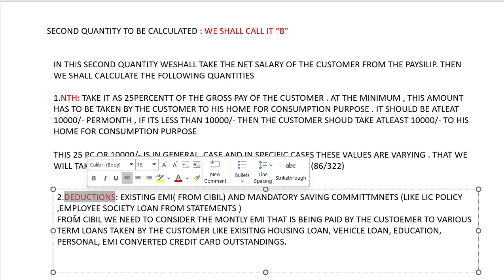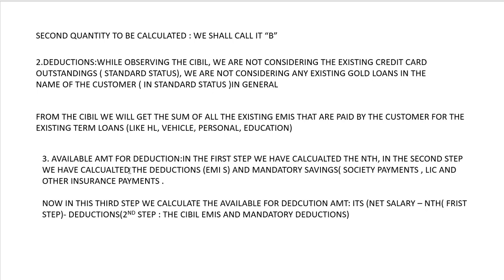So now we have understood what NTH or net take home is, which is 10,000, and we have also understood the deductions which are calculated from his CIBIL and from his salary account statement. The other thing we will consider is this: we add these deductions, observed from the CIBIL and the salary account statement, and the NTH, that is 10,000. We will add these two things.